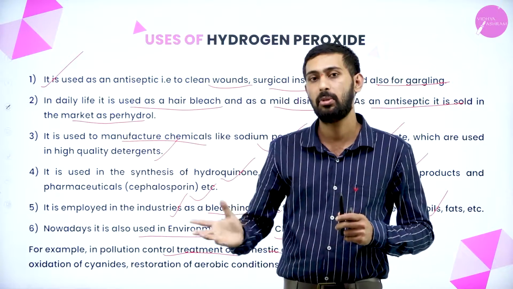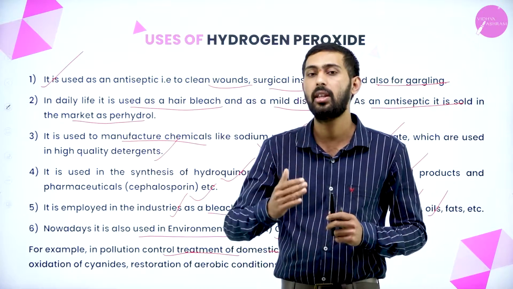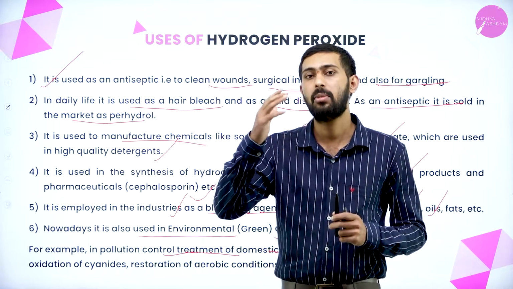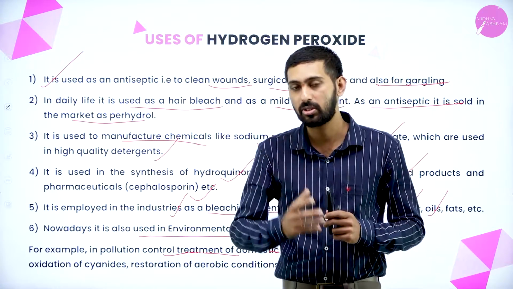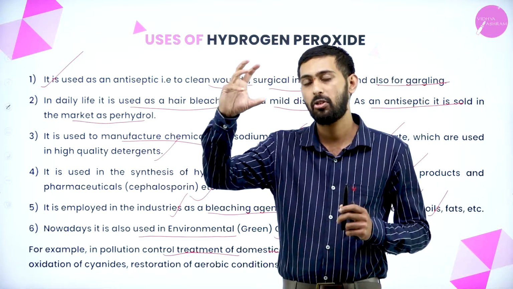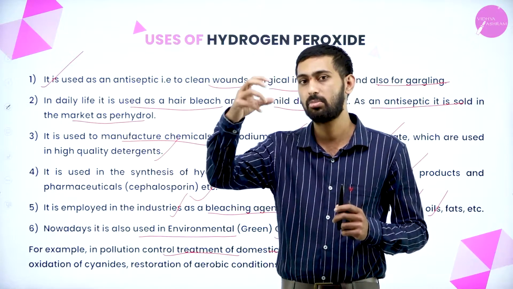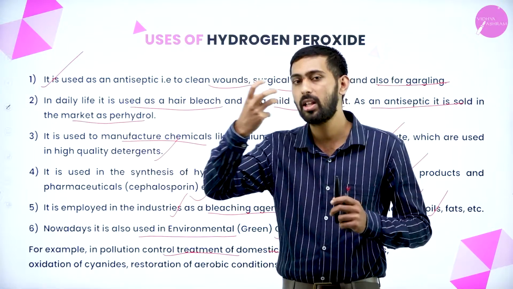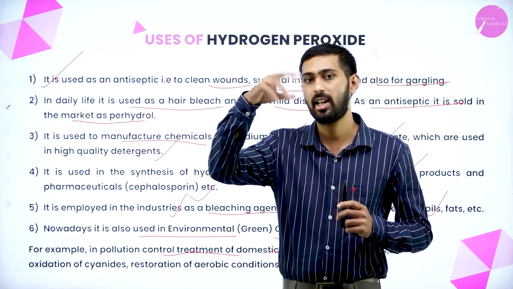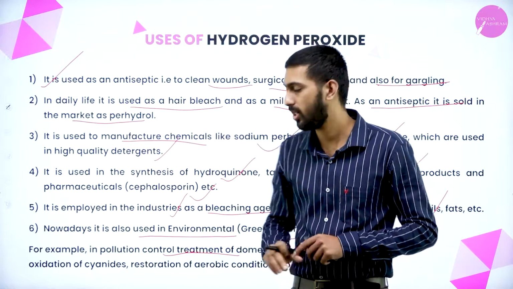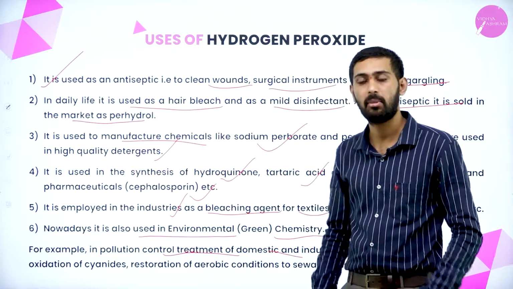There it has been used. To avoid the largest amount of pollutants that will be there in the smoke, if you keep a little amount of hydrogen peroxide where the smoke comes, it will absorb all the pollutants. Then a little amount of smoke will be gone. So it has been used in green chemistry.